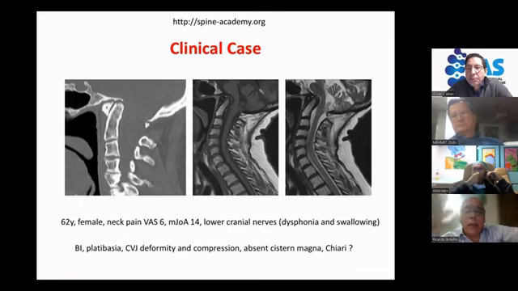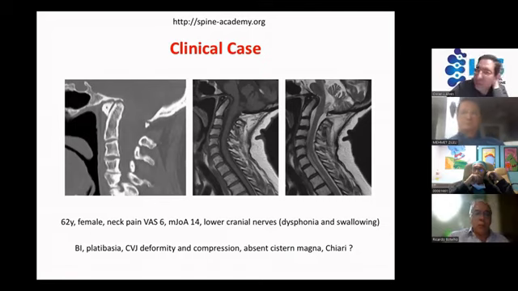And cases like that, in my experience, can be treated by posterior approach only. That's what I would do at first. And no fixation, no posterior fixation. No fixation. And what about you, Massimiliano?